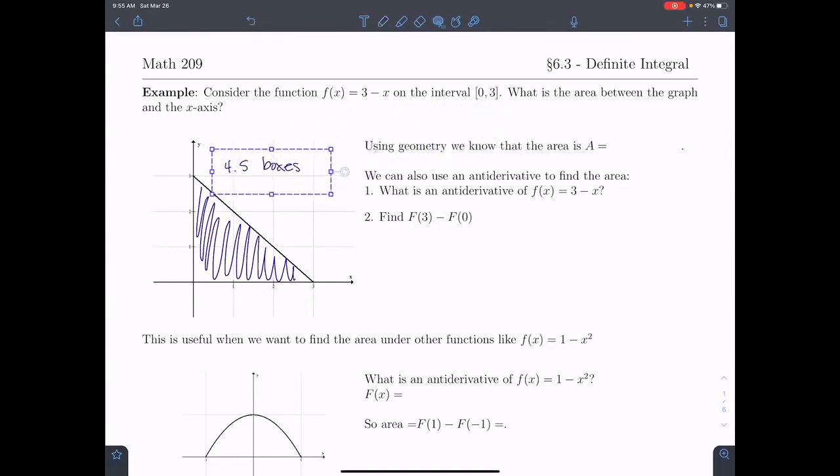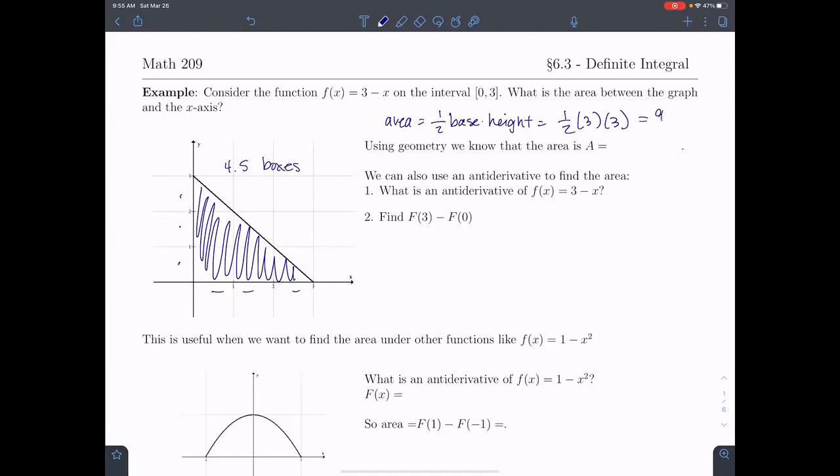If you wanted to do the area of a triangle, remember it is 1/2 base times height. What is the base of this? Well, that would be 1, 2, 3. The height is also 3. So 9/2, which is 4.5. Okay, so we also can use the antiderivative to find the area, and that's kind of cool because we can do this for shapes other than triangles. So we're going to use this triangle to show that that actually works.